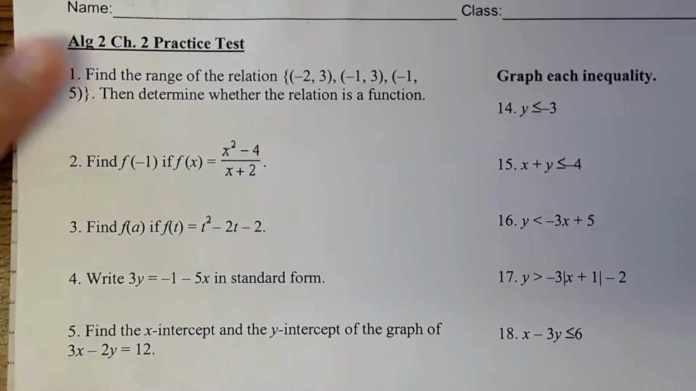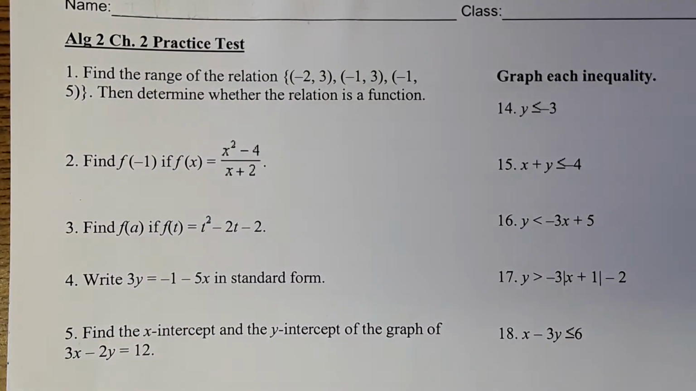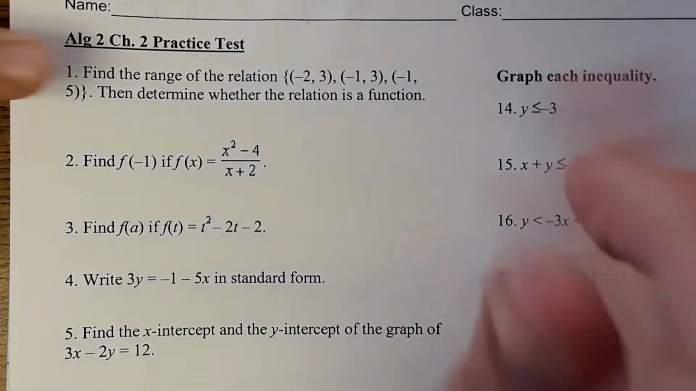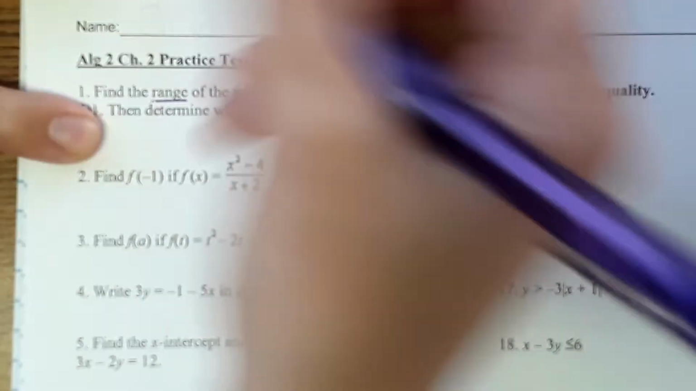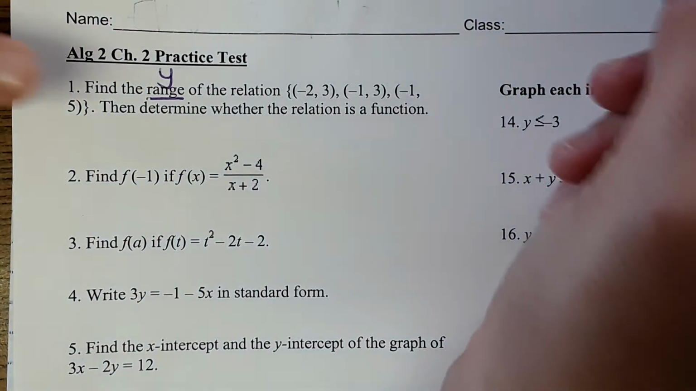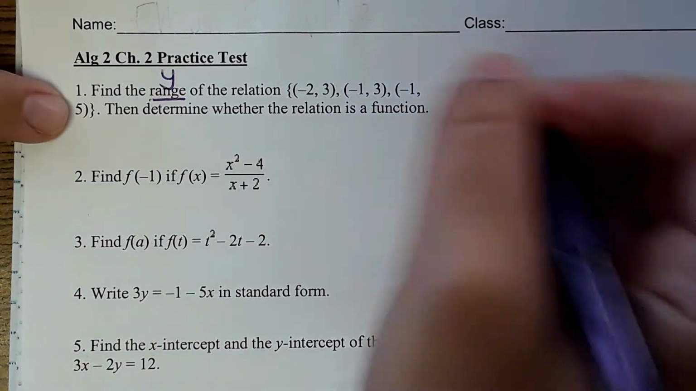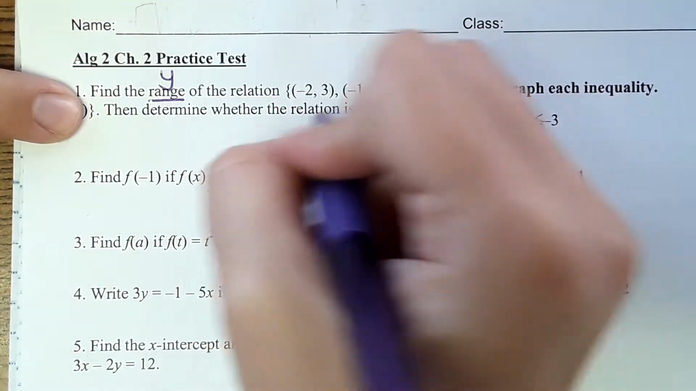Okay, so starting with number 1, it says find the range of this relation. Range is your y values. So here's a bunch of points. It also says to determine whether the relation is a function.